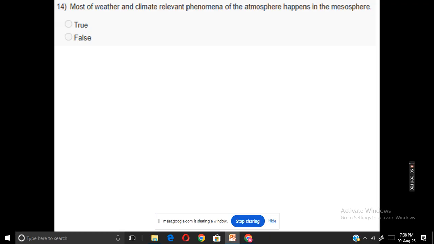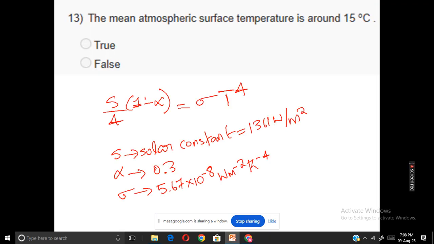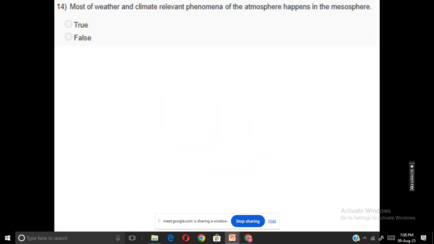In this case we didn't consider the greenhouse gases. When we used this equation, I think we got a value of around minus 15 degrees Celsius, which is because we didn't include the greenhouse gas effect. Once we include the greenhouse gas effect, we will get a value of around 15 degrees Celsius.